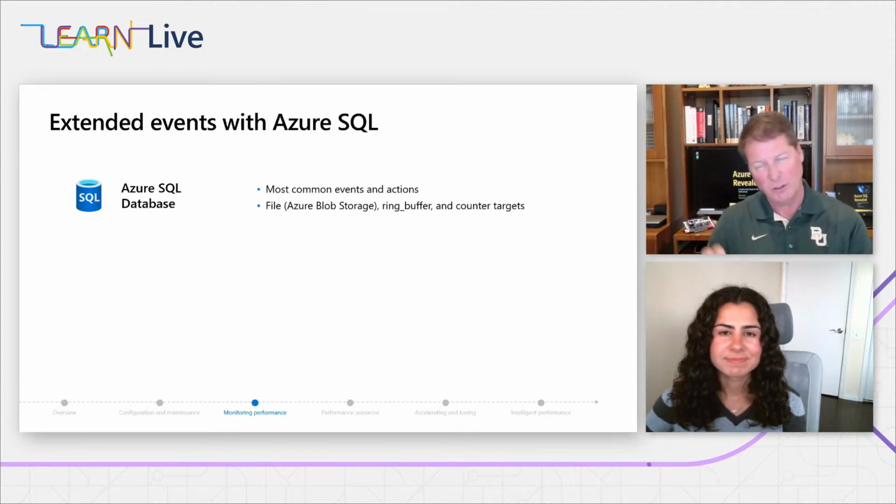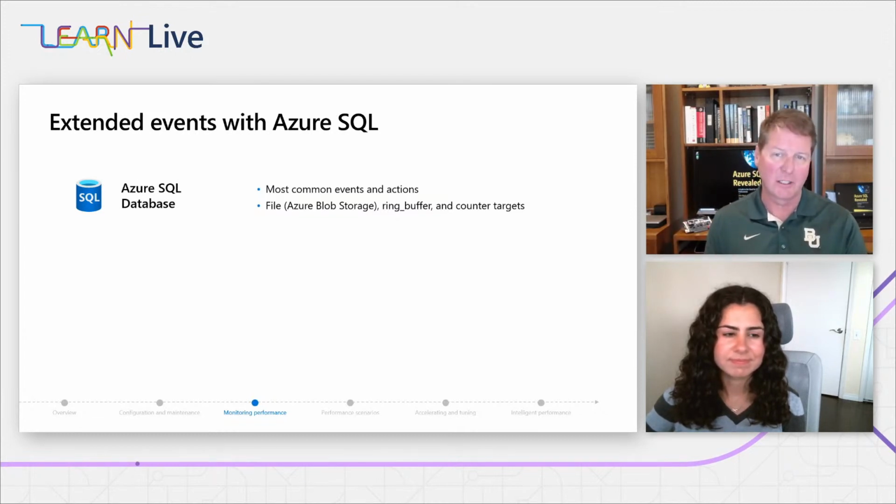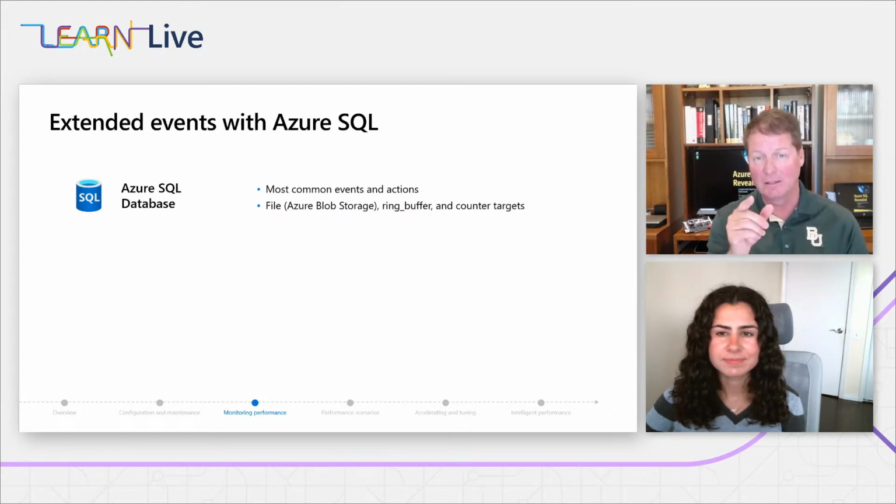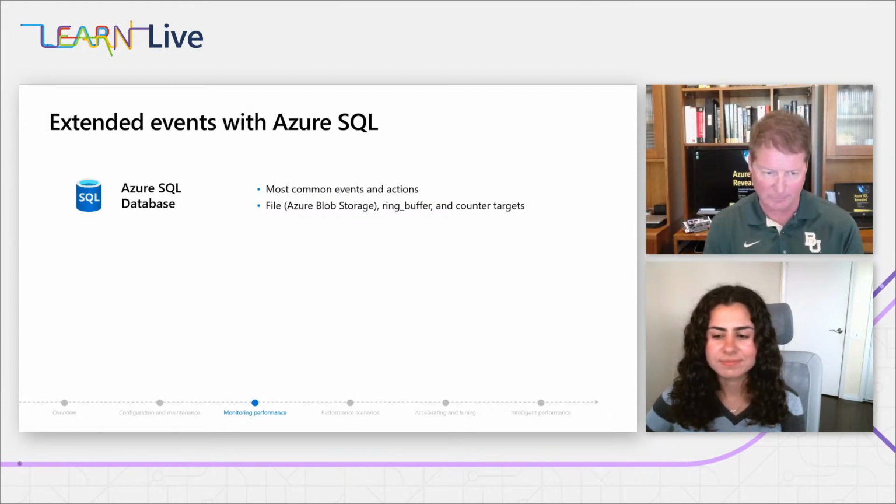Now, targets is where you place your extended event data. It's where you are going to send your data. Ring buffer and counter exist, but what about file targets, which is usually what you want to do? Remember, you don't have access to the file system directly. So what do you use? Azure Blob Storage. Azure Blob Storage becomes your disk drive, per se. When you need things like auditing, we talked about that last week in security, or extended events, you're going to store your Azure SQL Database extended event sessions in the Azure Blob Storage file target.